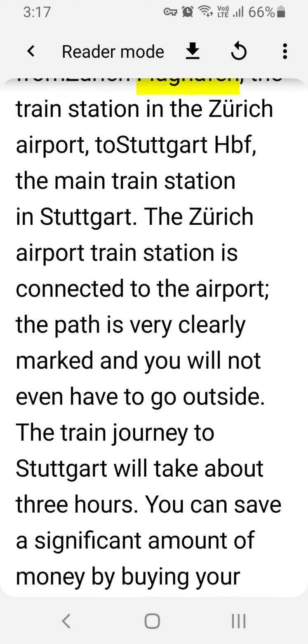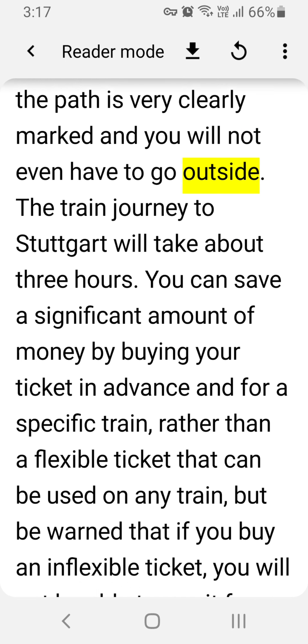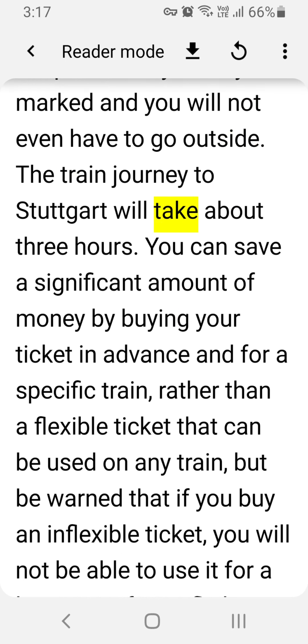You will want a ticket from Zurich Flughafen, the train station in the Zurich airport, to Stuttgart HBF, the main train station in Stuttgart. The Zurich Airport train station is connected to the airport. The path is very clearly marked, and you will not even have to go outside. The train journey to Stuttgart will take about 3 hours. You can save a significant amount of money by buying your ticket in advance and for a specific train, rather than a flexible ticket that can be used on any train.